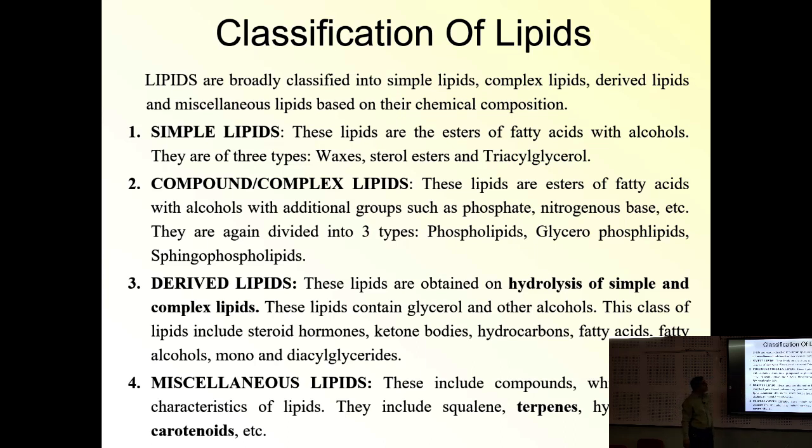Compound lipids are also esters of fatty acid with alcohol with an additional group such as phosphate or nitrogenous base. They are again divided into three types: phospholipid, glycerophospholipid, sphingolipid, sphingophospholipid. These are the derived lipids. These are obtained from the hydrolysis of simple and complex lipids. Now hydrolysis means degradation, lysis or breakdown.